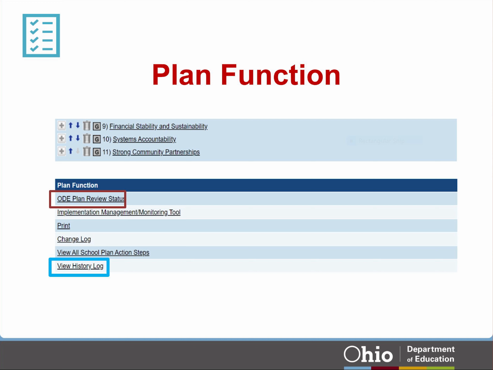The Plan Review Status page will be located under the Plan Function section on the planning screen. Also, a history log function was added to the planning tool, similar to what is currently in the funding application side of the CCIP. You will not use these functions this year.